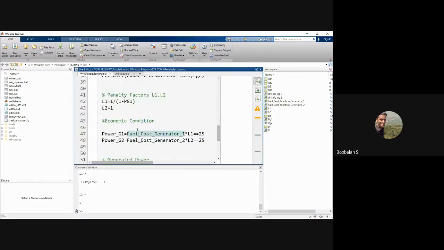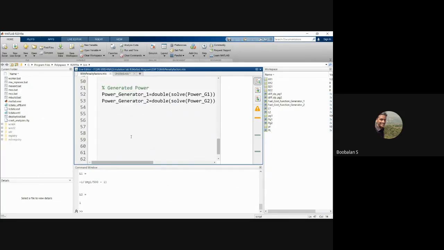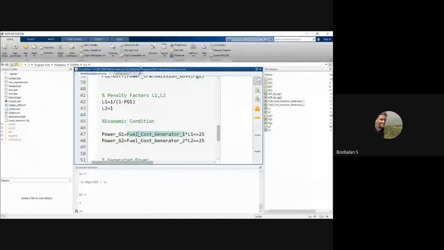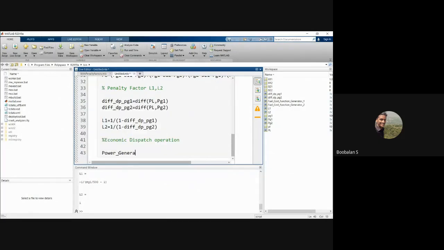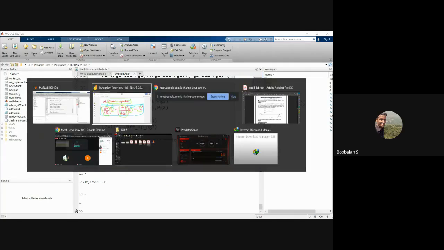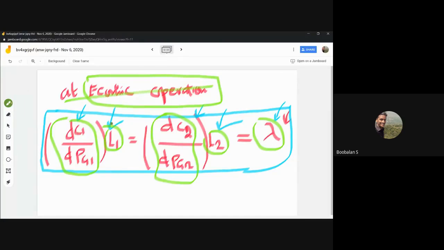Economic condition, right? So fuel cost generator 1 into L1 and L2. Okay, it's very easy. Power generator 1 equals, we are having the economic dispatch equation. So dC1 divided by the fuel cost function into L1 equals lambda. And we'll have one more expression: incremental fuel cost multiplied by penalty factor equals lambda. We'll have two equations, right? So equation number 1 and 2 both are equal to lambda.